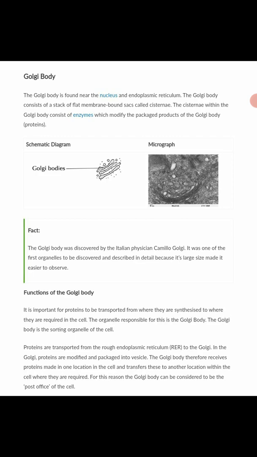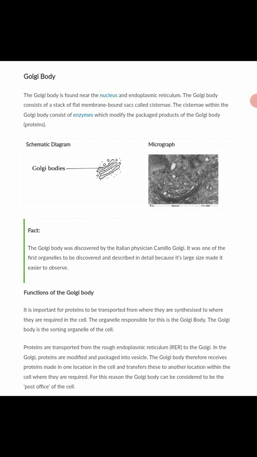The Golgi body consists of a stack of flat membrane-bound sacs called cisternae. The cisternae within the Golgi body contain enzymes which modify the packaged products of the Golgi body. See the diagram there, that's the Golgi body.